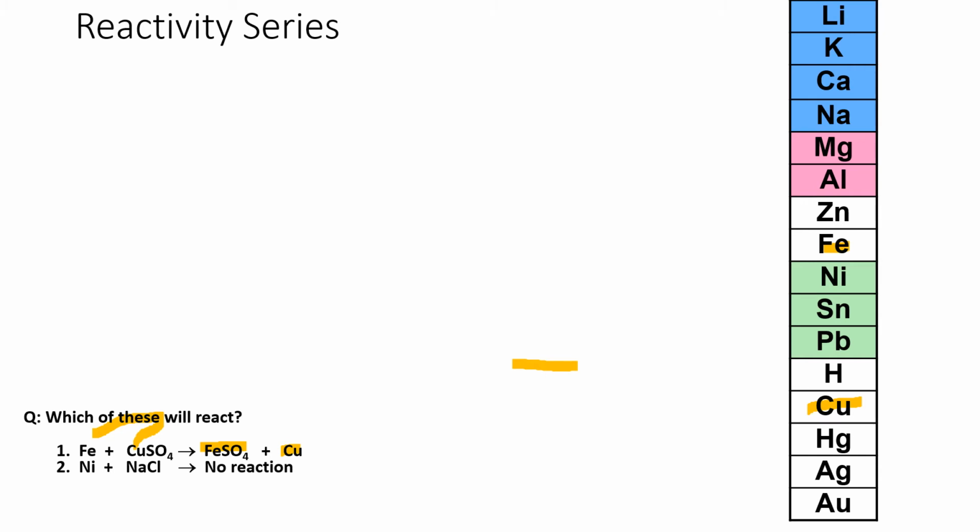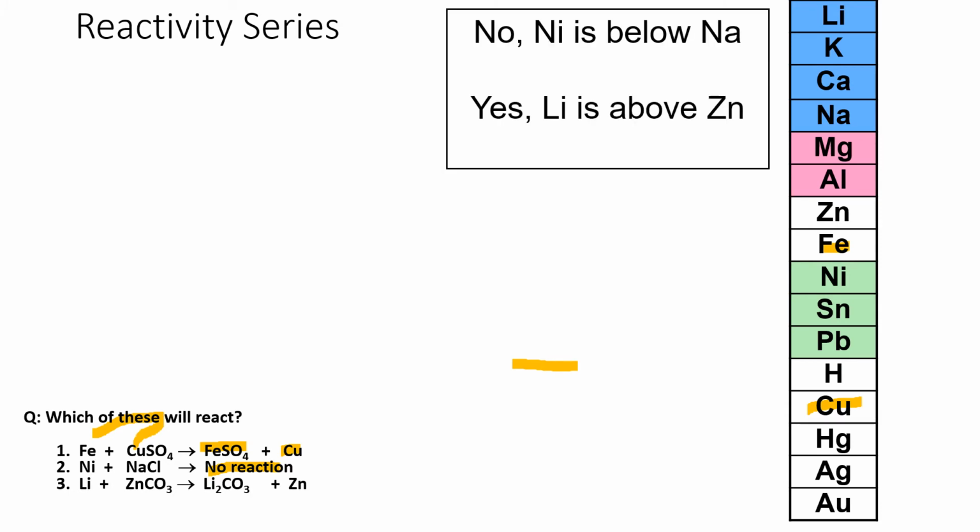Okay, next we have nickel plus sodium chloride, no reaction. Okay, why? You see, nickel in the activity series is below sodium. So here is nickel and here is Na. So nickel cannot replace sodium, right? It cannot.